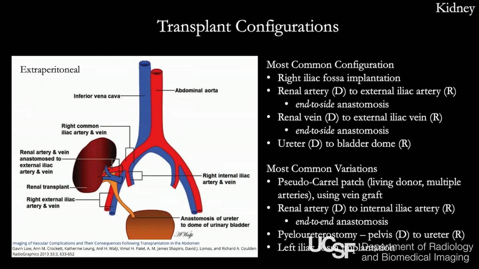There are many, many variations, some of the most common being a pseudo-Carrel patch. This is where you use a segment of vein harvested from the donor to make essentially one anastomosis out of many. So they can prepare this Carrel patch or pseudo-Carrel patch on the back table prior to warm ischemic time. This is useful for living donors, particularly those with multiple arteries. Every now and again, the donor renal artery will be anastomosed to the internal iliac artery in an end-to-end anastomosis. Sometimes there's a pyeloureterostomy. This is where the donor renal pelvis is anastomosed to the recipient ureter. And then sometimes they place these things in the left renal fossa due to some anatomic constraints.